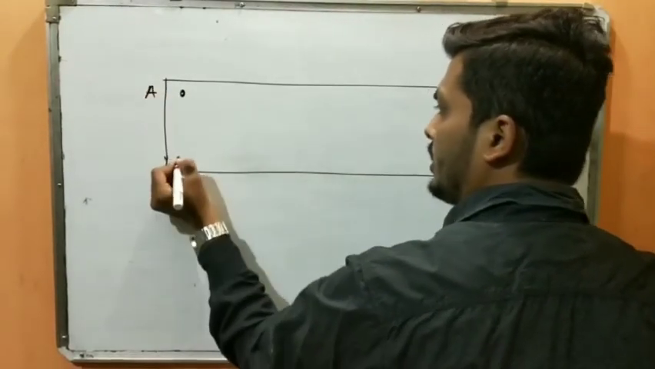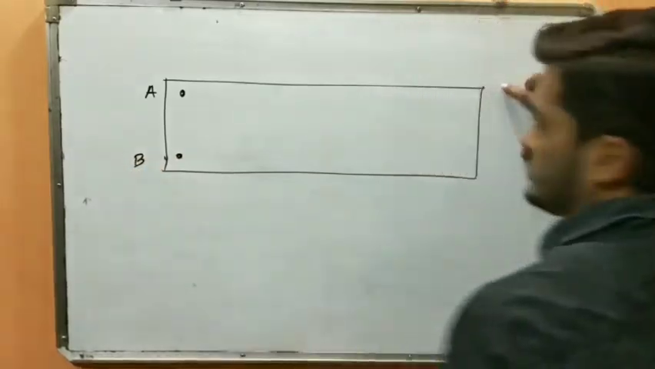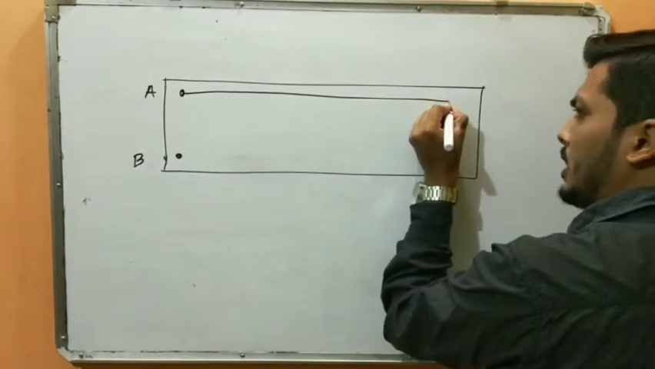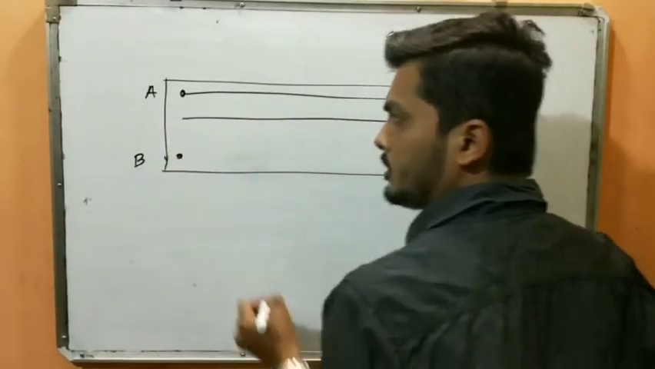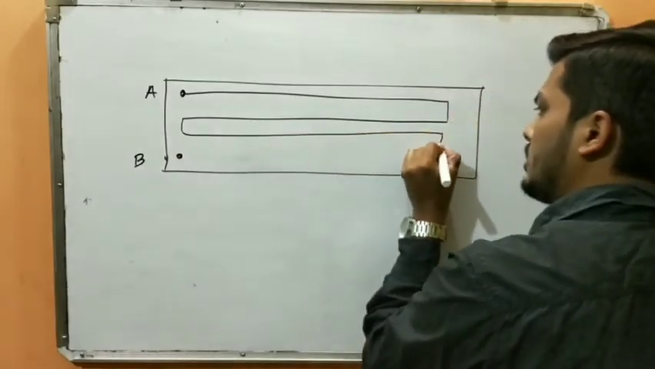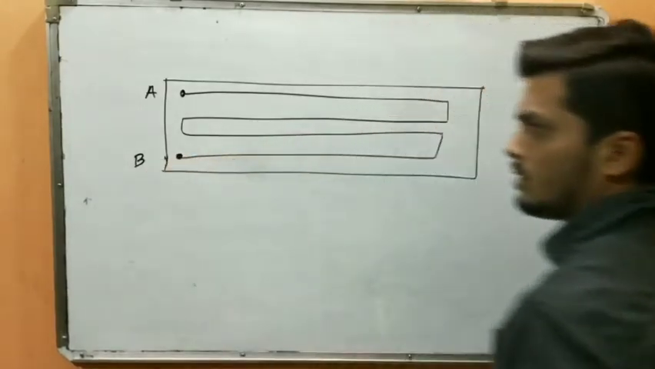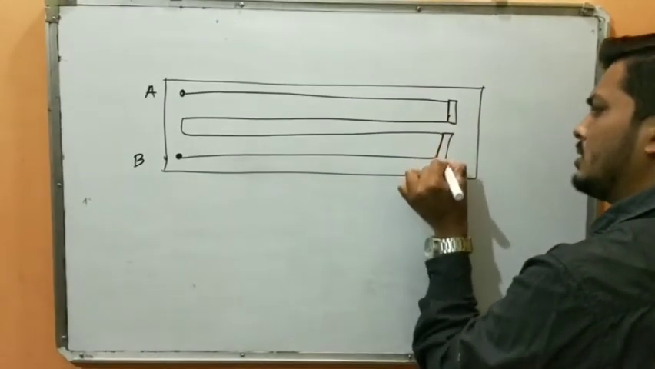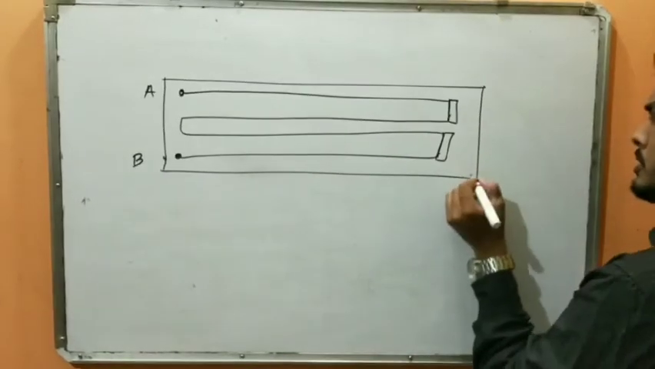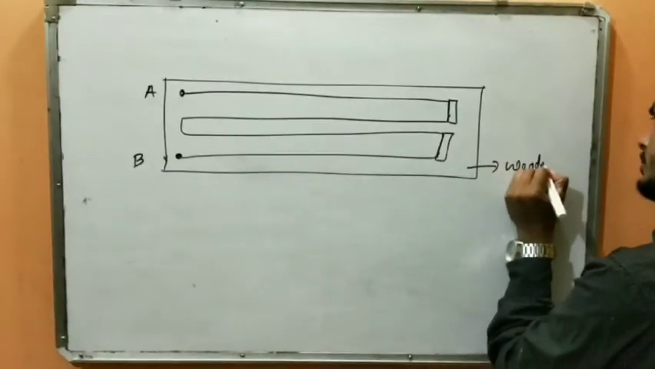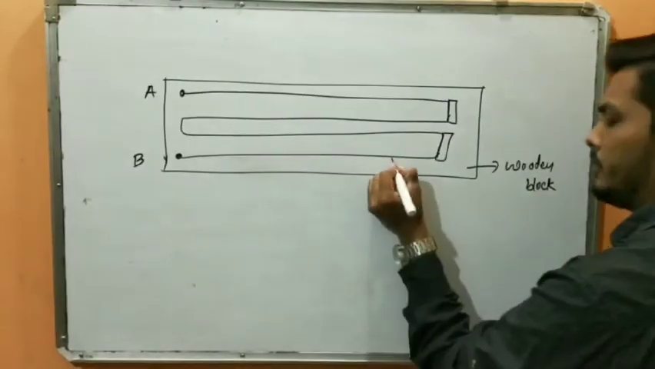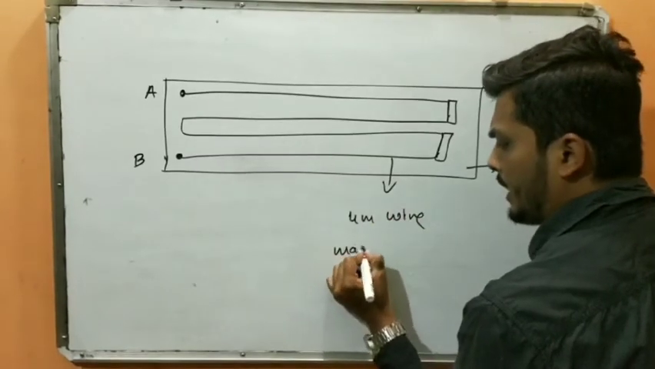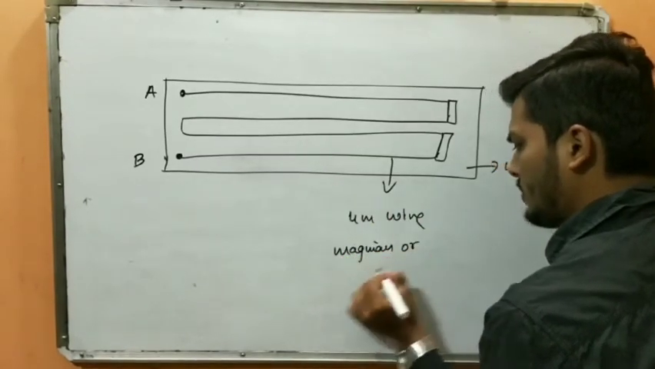Now here there will be a terminal directly here, not on this side, and from here I'm going to take one wire. Okay, then I'm going to wind it, because a 4-meter wire will be large, so it will be this kind of thing. Okay, and here there will be plates, maybe a silver plate, or this is the wooden block, this is the wire, a 4-meter wire made up of manganin or constantan.